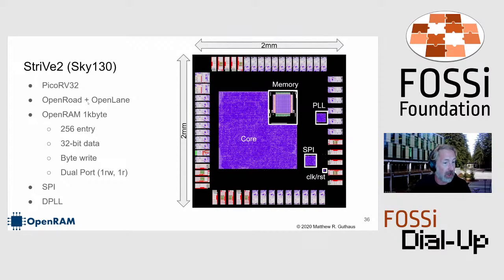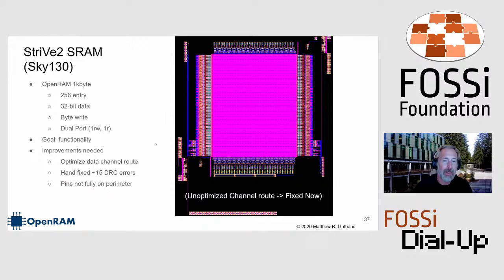This is a 1 kilobyte OpenRAM SRAM that was sent to fab. It's been in process for the past few months, weeks, a while. It's the 32-bit core, a memory, PLL, a serial interface, and so on. Now, if you zoom in a little bit more on this memory, this is the dual port. The goal of this tape out was basically functionality. So get something working, and then we can improve it later.